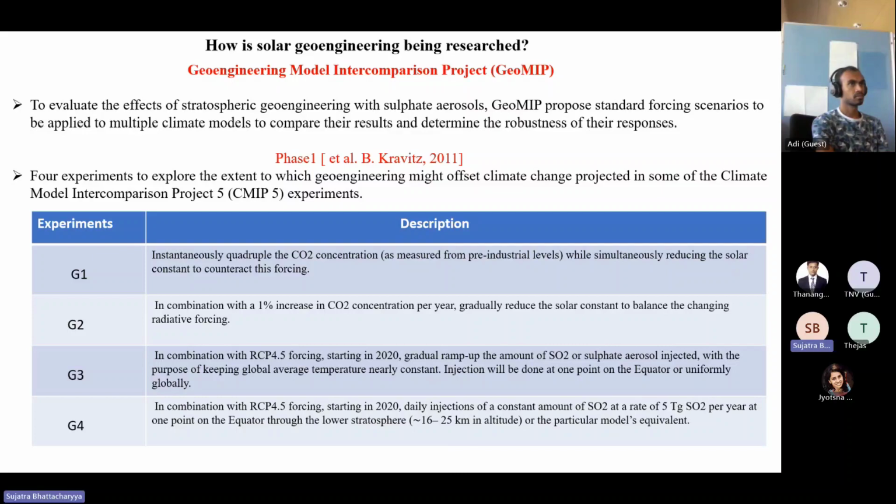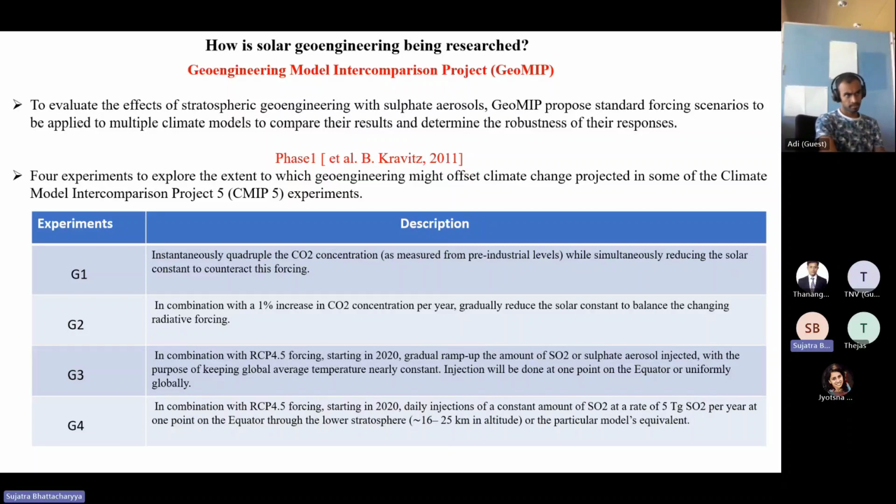In the G1 experiment, they instantaneously increase the carbon dioxide 4 times compared to the pre-industrial value, and simultaneously reduce the solar constant to offset the radiative forcing by the carbon dioxide. In the G2 experiment, they increase the carbon dioxide 1% per year and gradually decrease the solar constant to balance the change in the radiative forcing.